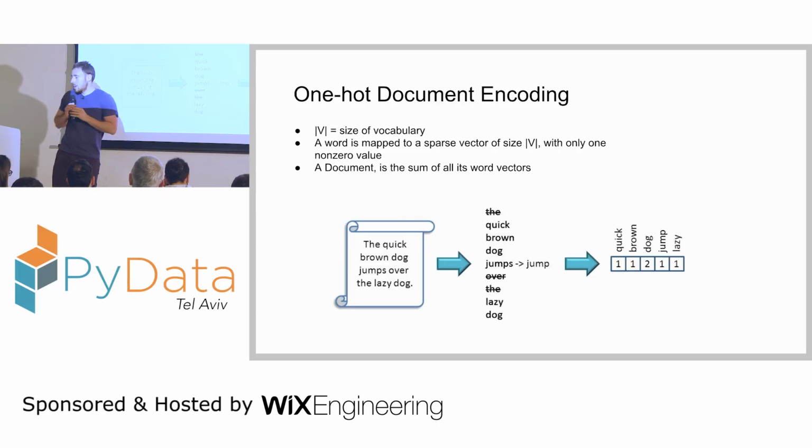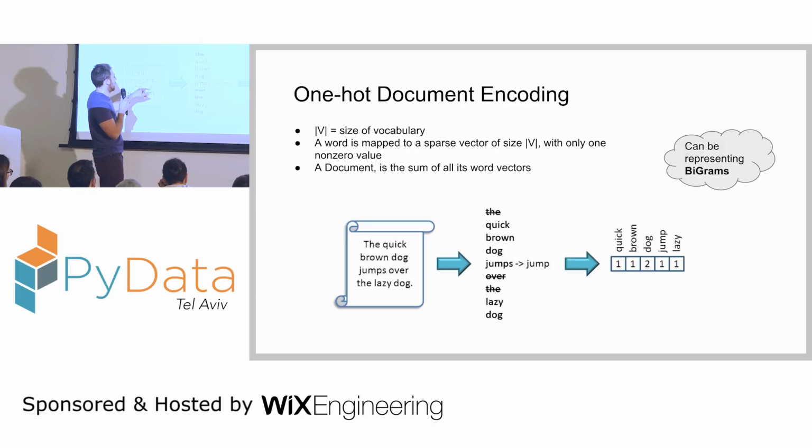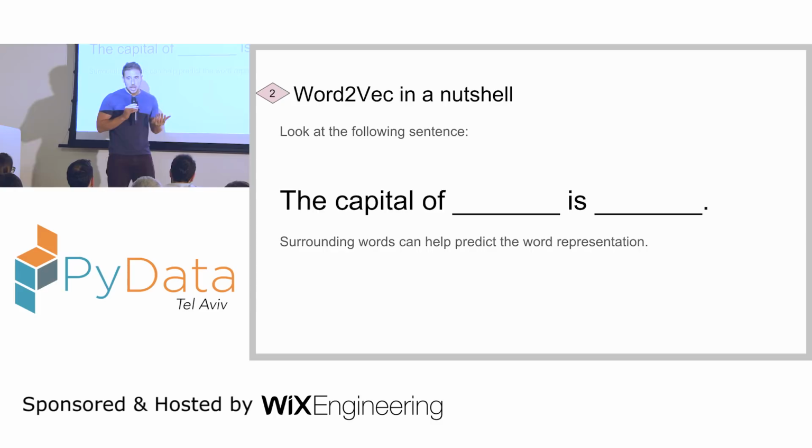This same trick can also be applied to pairs of words, also known as bigrams. So it would have, like, the quick, how many times it appears, quick brown, and so on. Okay, so this was one hot encoding, also known as the bag of words.